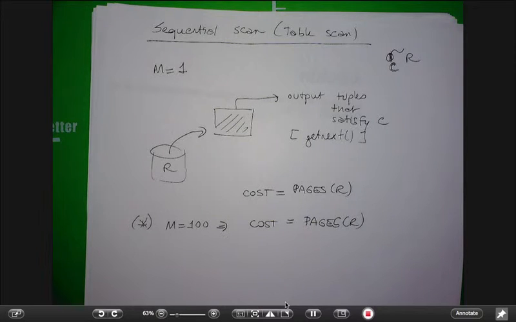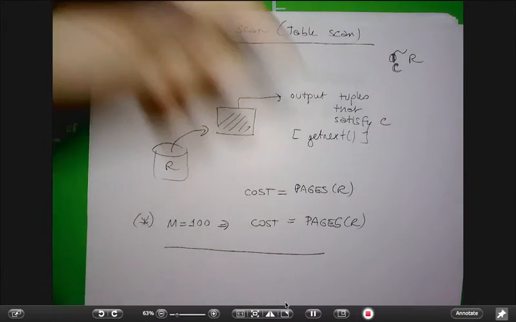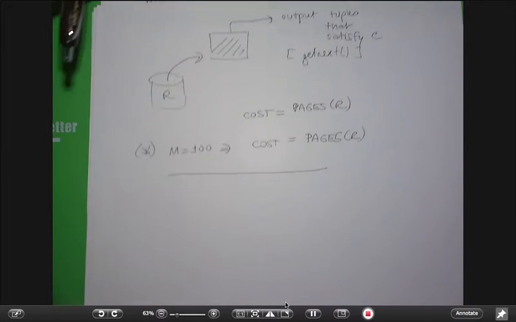All right, so sequential scan, you always have to read every single page, so it's pages of R. You don't really gain anything by having more memory, but you may actually speed it up because of being able to do multiple sequential scans over the disk.